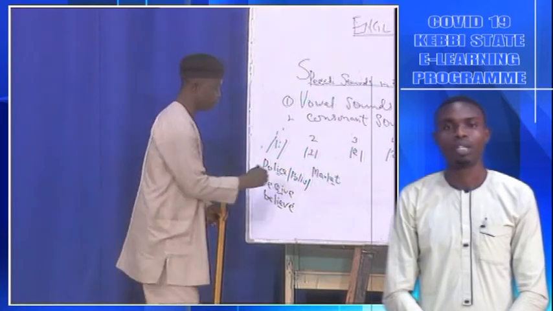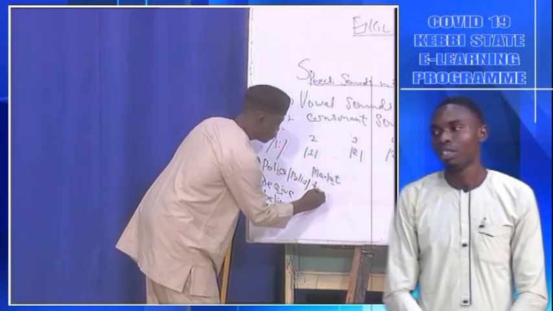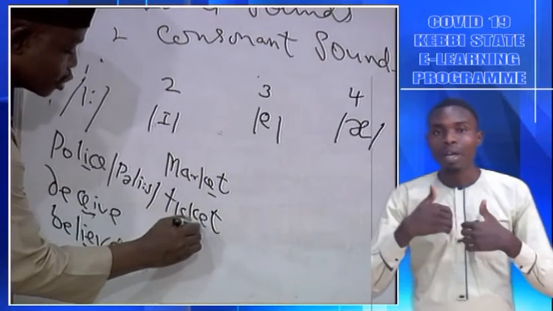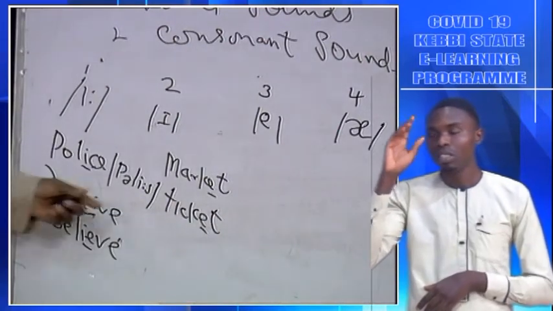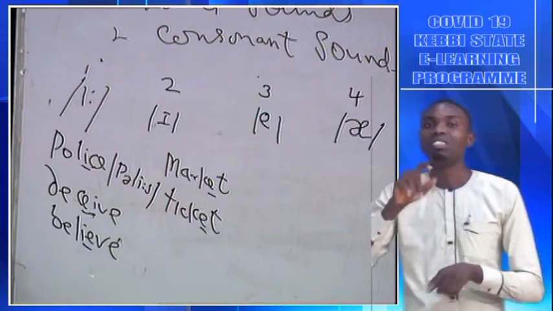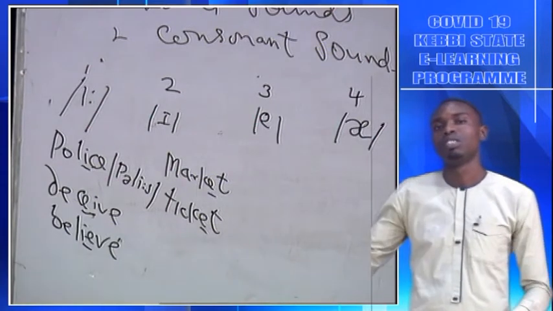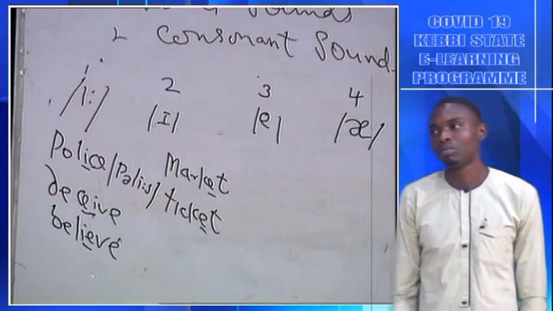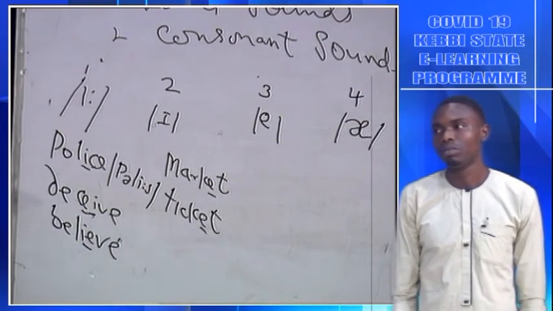"Market." Then we have "ticket." A typical Nigerian, not you students that attend this class, will pronounce what? "Ticket." It's not "ticket", but what? "Ticket." "Pocket." "Bucket." Several examples of this.